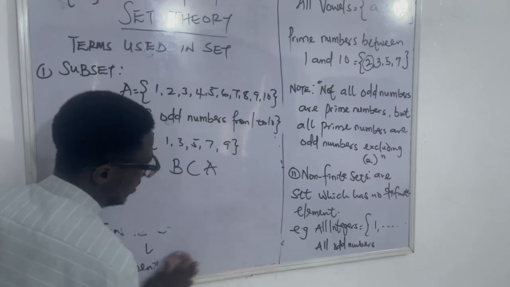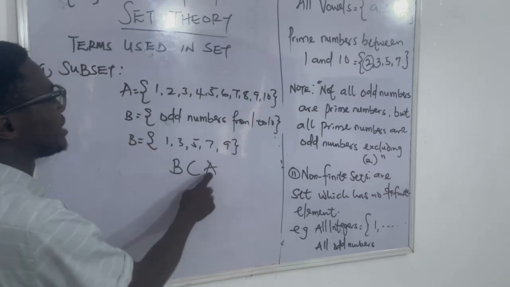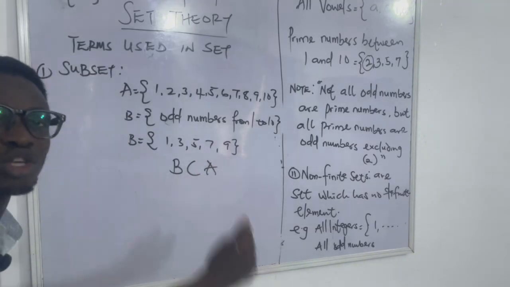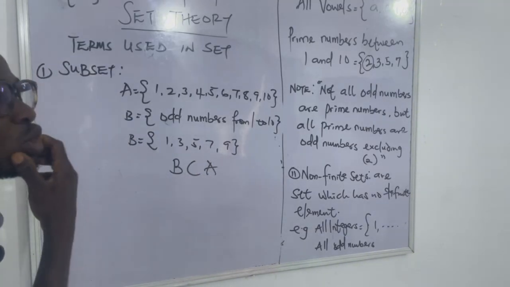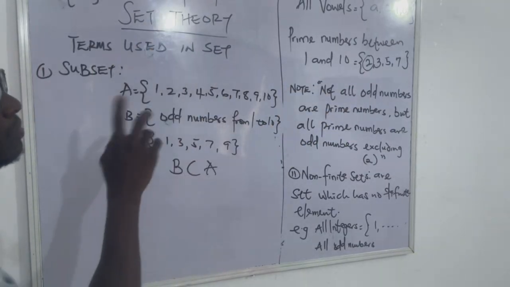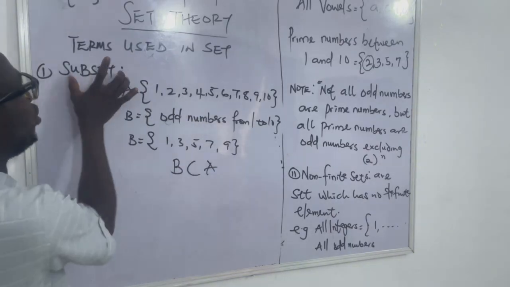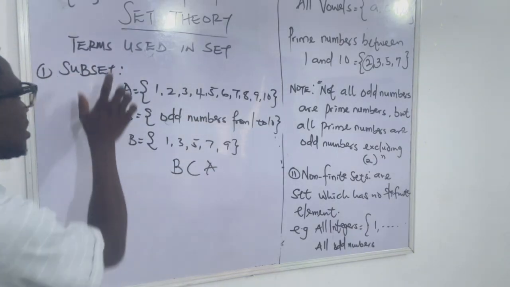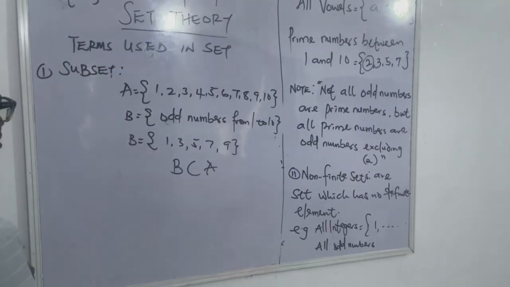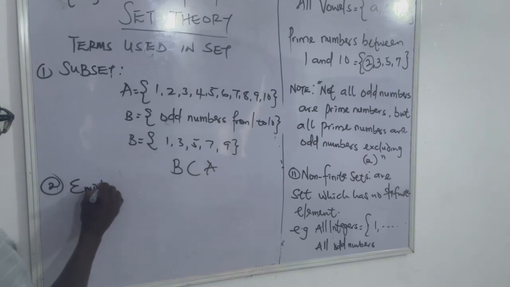Let me rub this. We can say B is a subset of A. So that's how subsets work. When we get to universal sets, complement of sets, and all of that, power sets, we will still explain this, especially power sets. This is the possible subset.